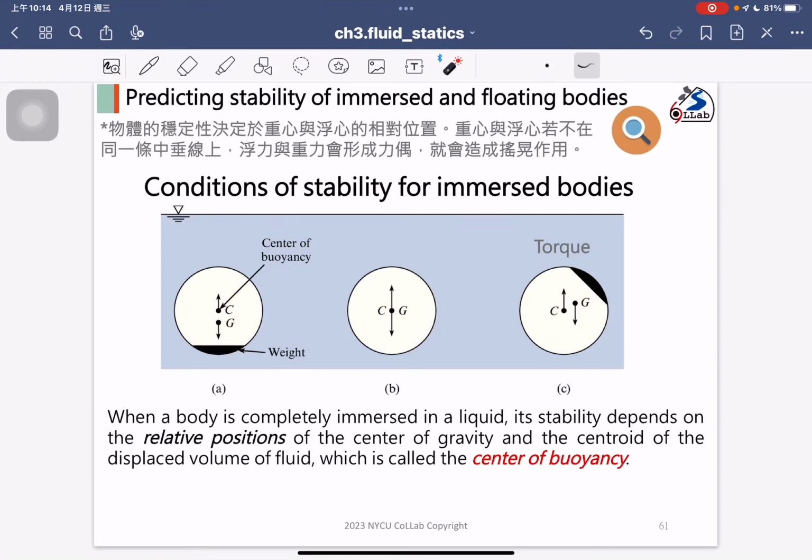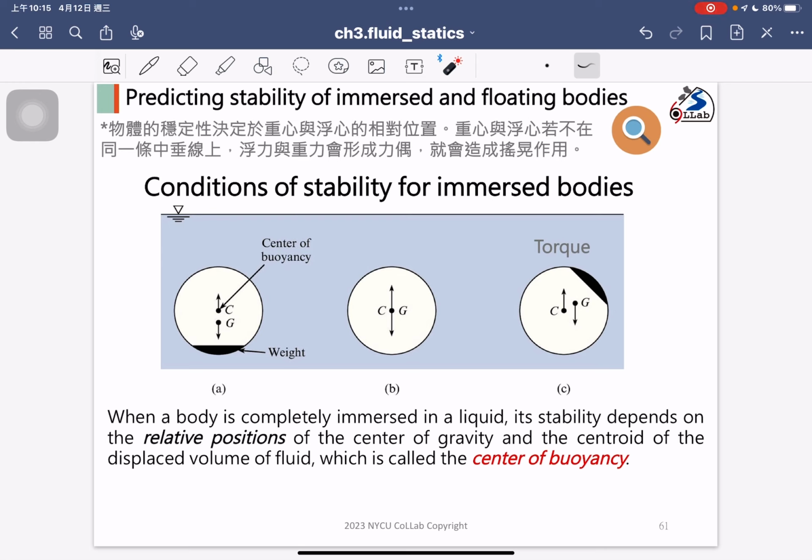So this is our final topic, related to stability problems. We need to predict the status of the bodies. If the body is immersed in the liquid or just floating on the liquid surface, what stability does the body have? As you can see in the figures, those are the conditions for immersed bodies.